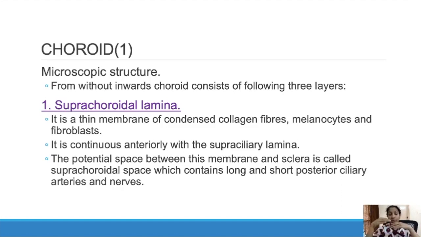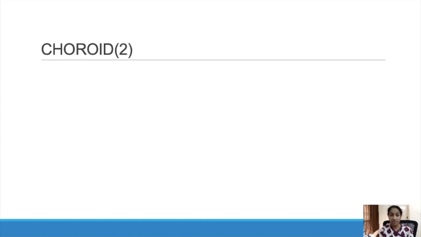So it is the suprachoroidal lamina, that is the first layer, which is a thin membrane. It contains melanocytes, fibroblasts and so on, and it is a continuation of the supraciliary lamina, and there is a space between the sclera and this layer. It is known as the suprachoroidal space. It contains long and short posterior ciliary arteries and nerves.